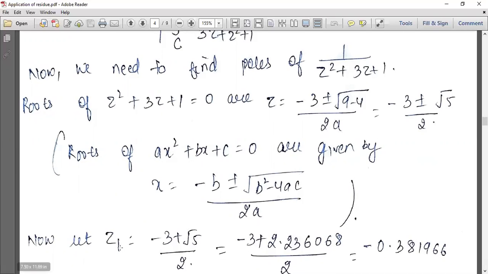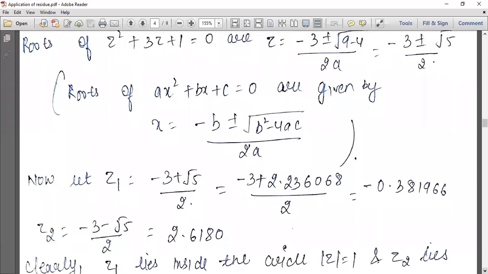So I have two roots. Let's say z1 is (-3 + root 5)/2. Now root 5 is 2.236068, so this will be -0.381966. Similarly, I will calculate my z2, which is (-3 - root 5)/2, using the value of root 5, which is 2.236068. So this will come out to -2.6180.